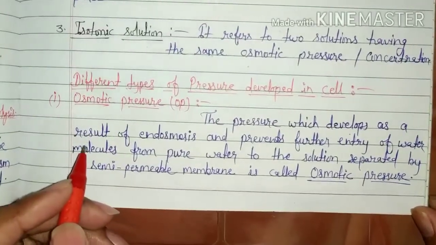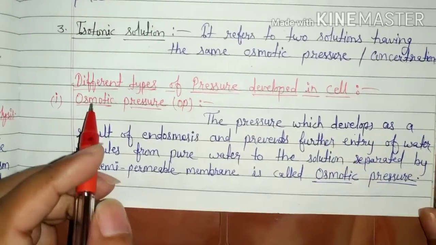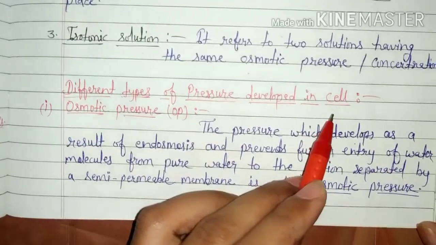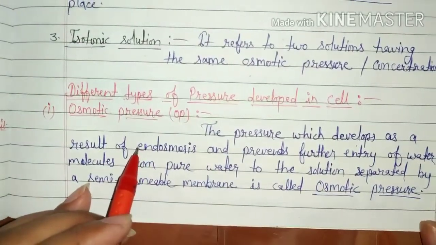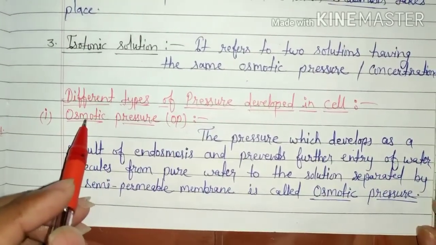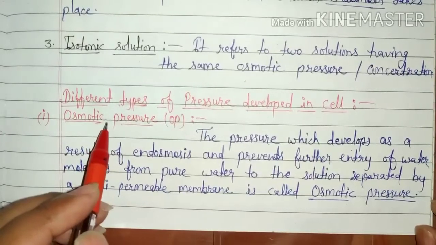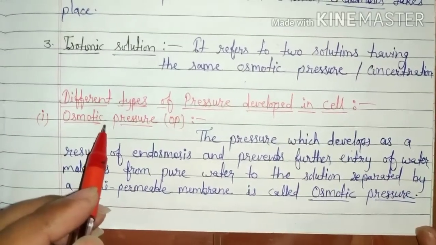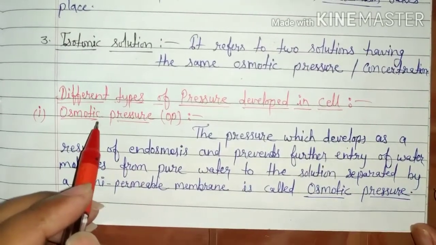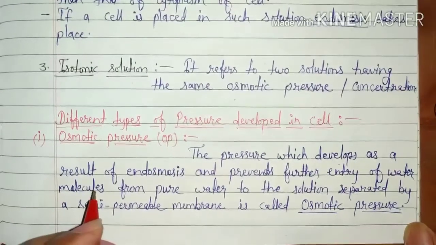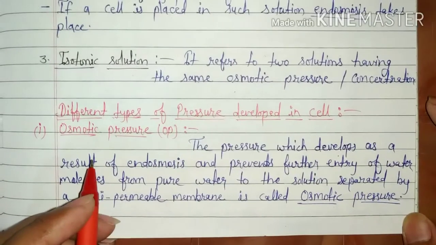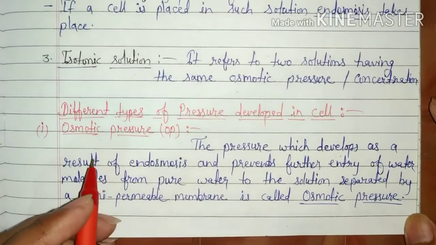Good morning, students. Today we are going to talk about the different types of pressure developed in a cell. There are the following pressures: osmotic pressure, which is represented by OP, turgor pressure, which is represented by TP, wall pressure, which is represented by WP, and the fourth pressure is diffusion pressure deficit, which is represented by DPD or suction pressure SV.